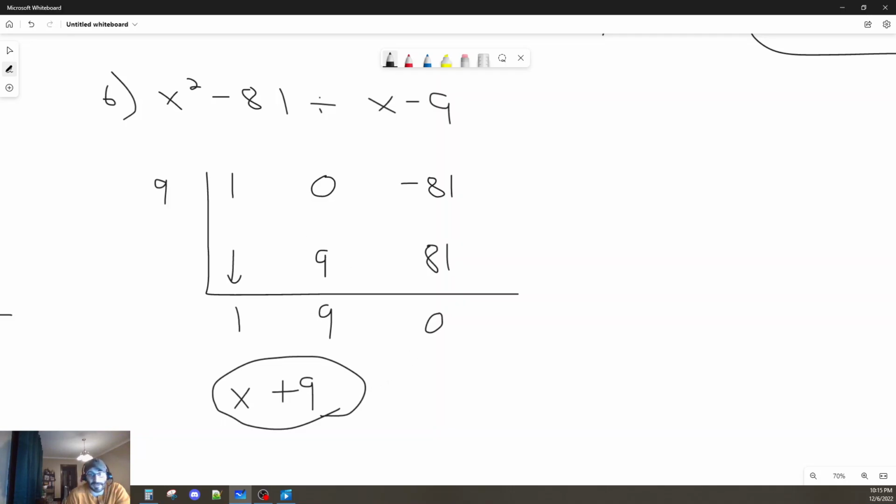Alright, so that is the top section. We'll go over that more on Thursday.